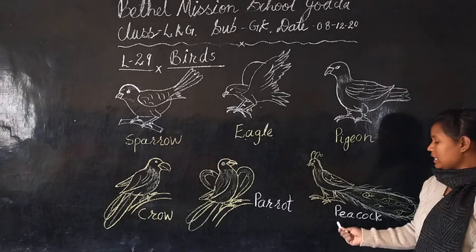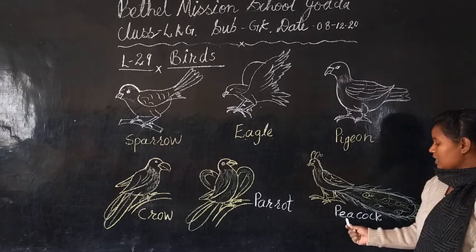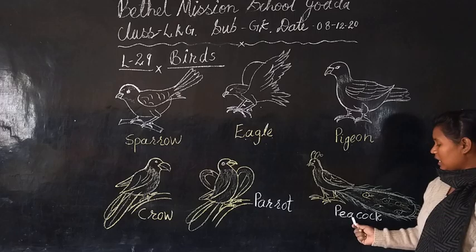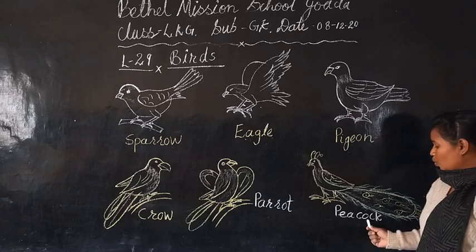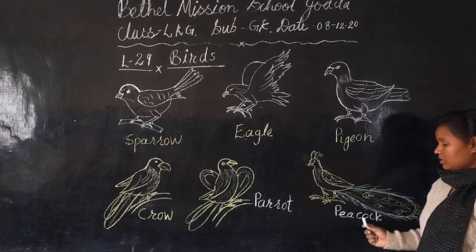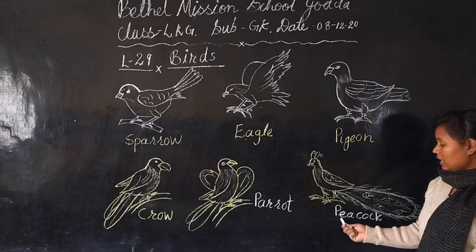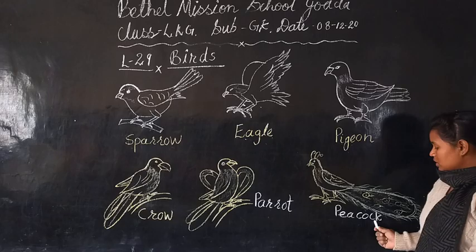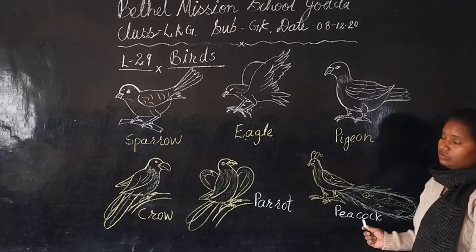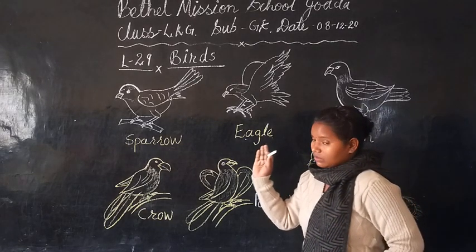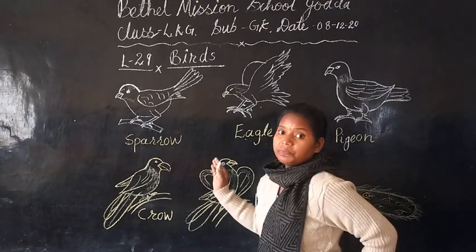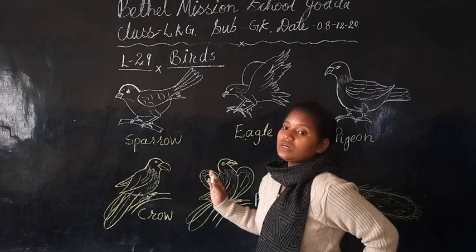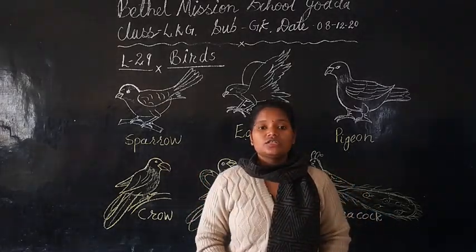The spelling of peacock is P-E-A-C-O-C-K. Once more, P-E-A-C-O-C-K. Peacock. So these are birds. What are they? They are birds. So we have to learn the birds' names with spelling.